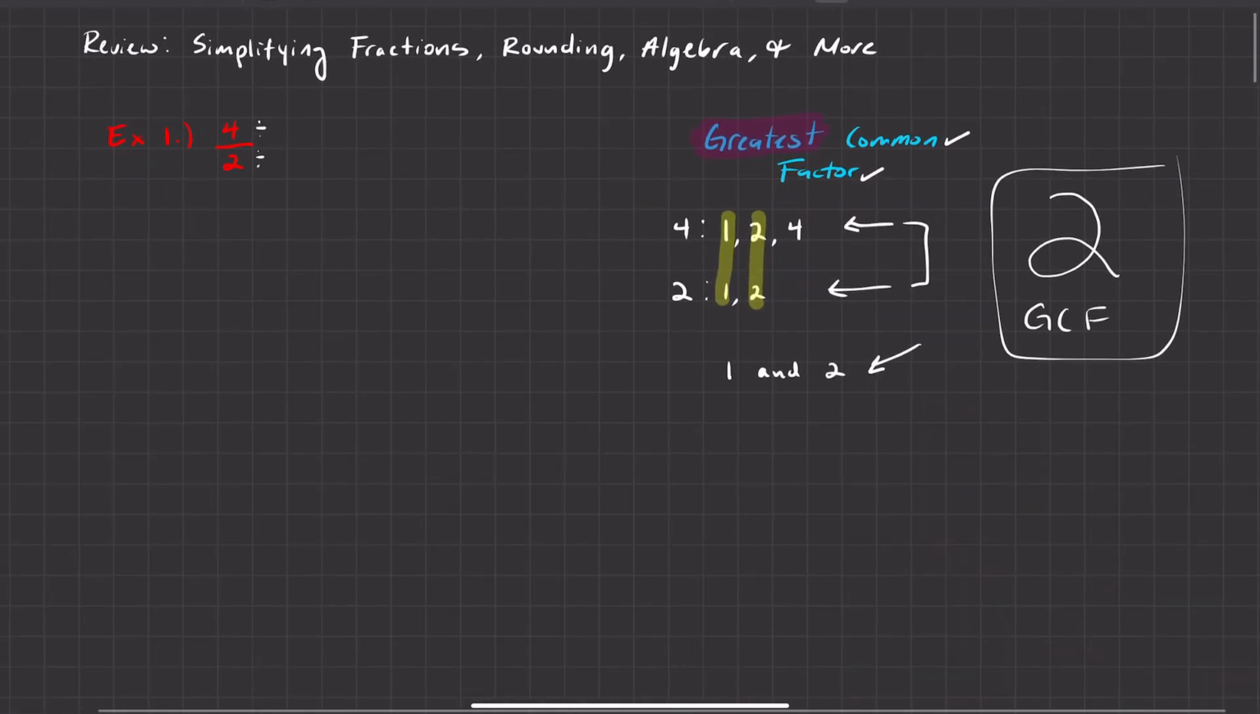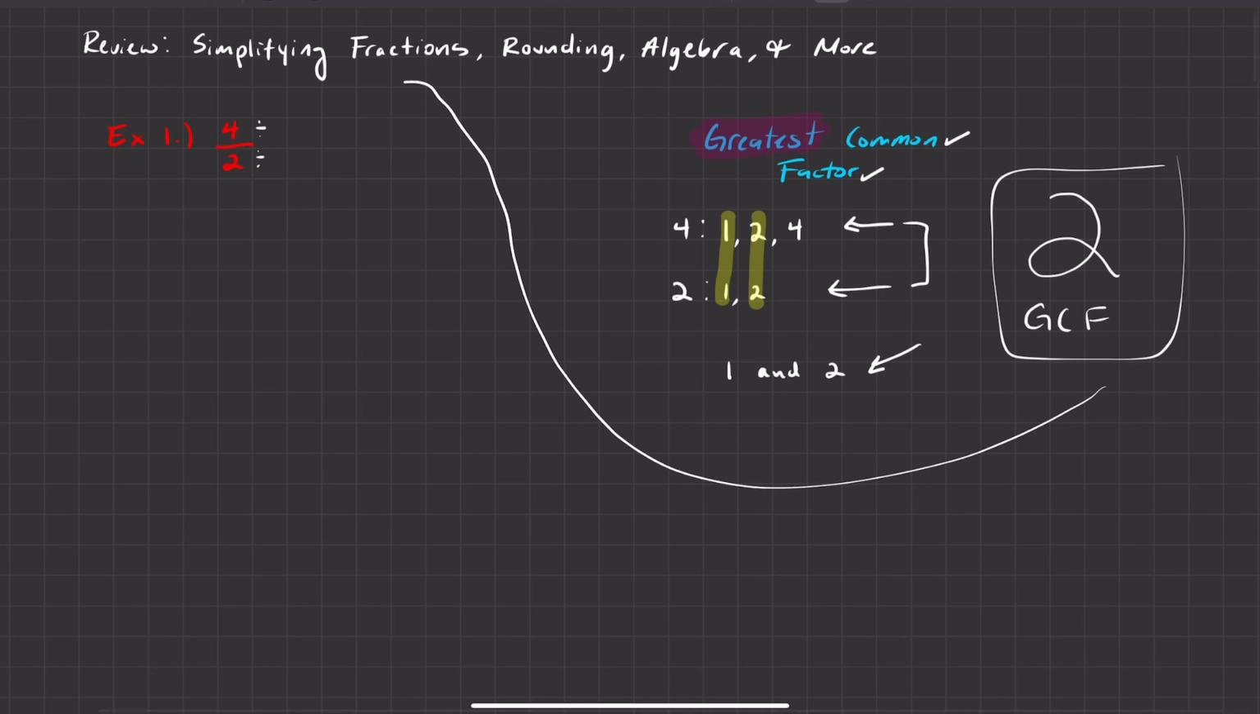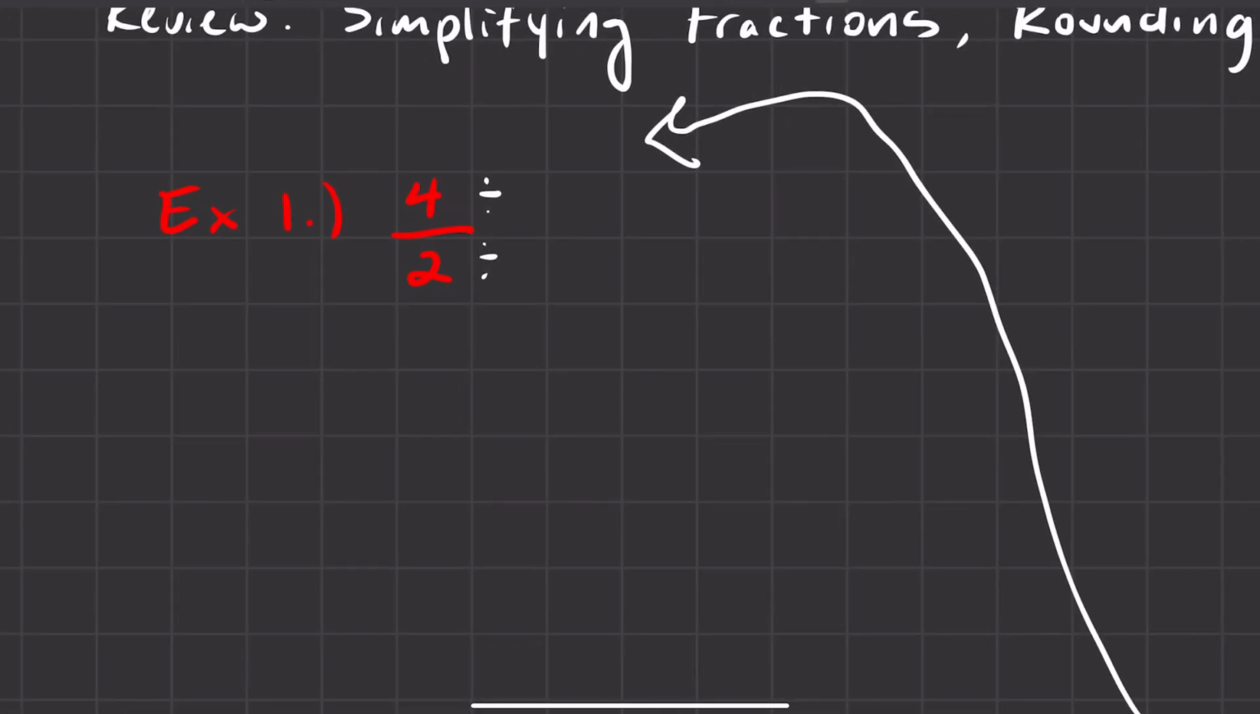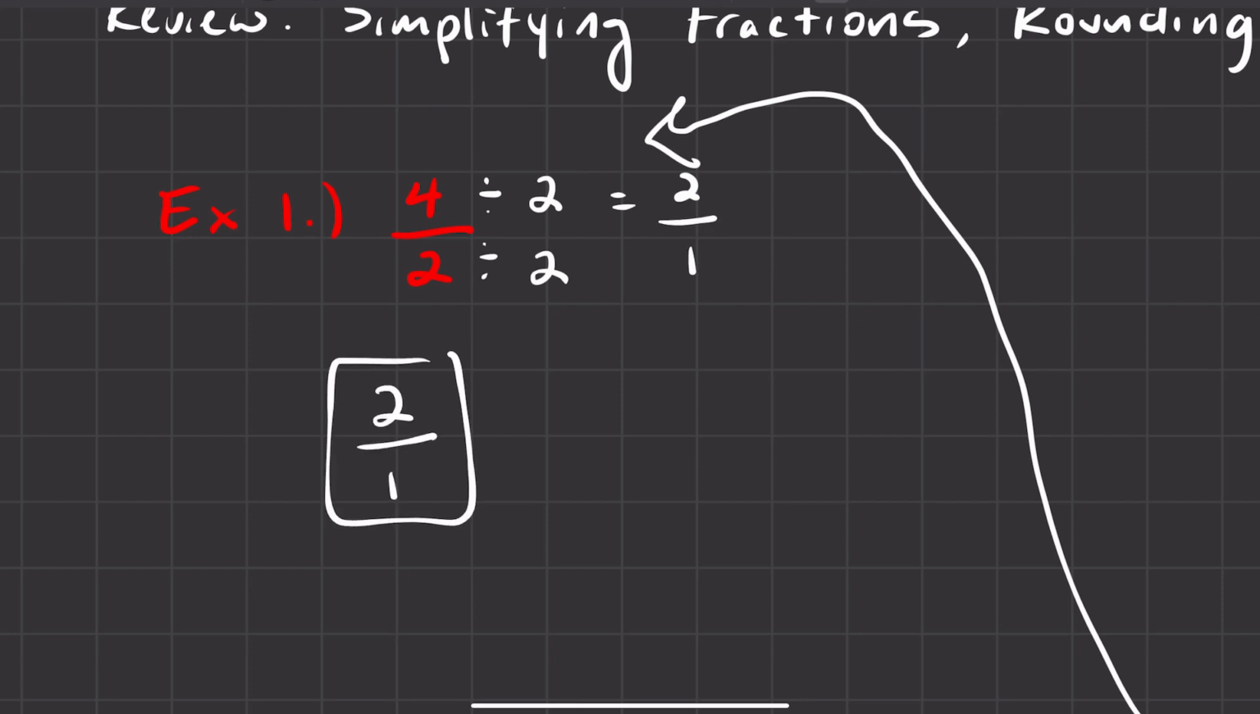So this 2, that 2 is going to go here and also here. Okay, this is where I put my GCF. This is where I put my GCF, okay? So 4 divided by 2 is 2, and then 2 divided by 2 is 1. So the answer in this case is 2 over 1, okay? So that's how the GCF works in this case.